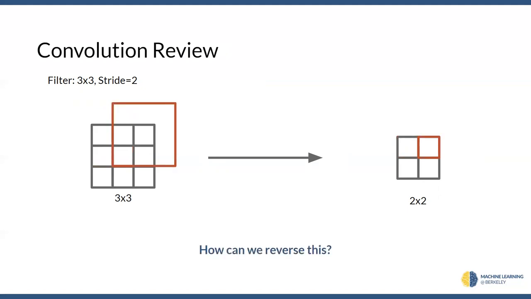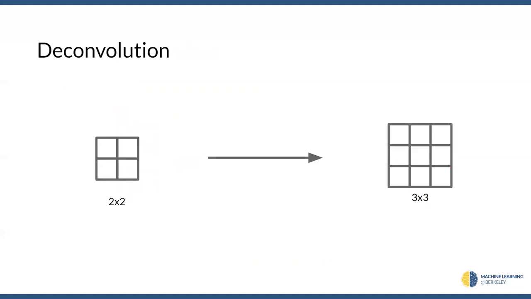The other thing you can think of is how we can reverse this process. We want to take the same idea of a kernel passing over an image, but instead of passing over an input layer and getting a smaller output layer, we want to do the opposite. We want to pass over a small input layer and somehow project that through some sort of filter onto a larger output. So, enter the deconvolution.